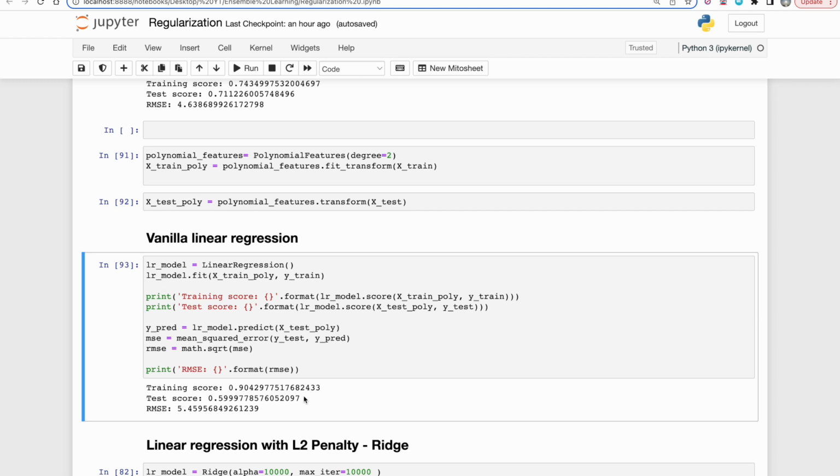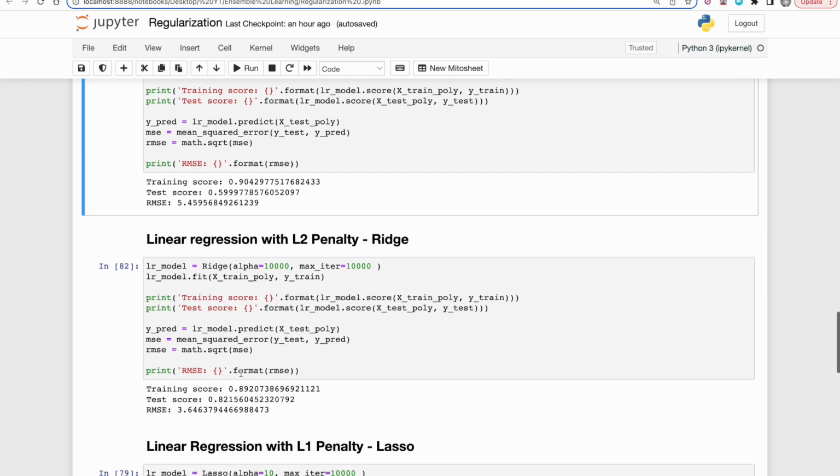Anywhere you see my training score is 90%, my test score is 59%, this is a classic case of overfitting, right? Now let's see. Now my data has polynomial orders also. Let's put the ridge regression on this, right?